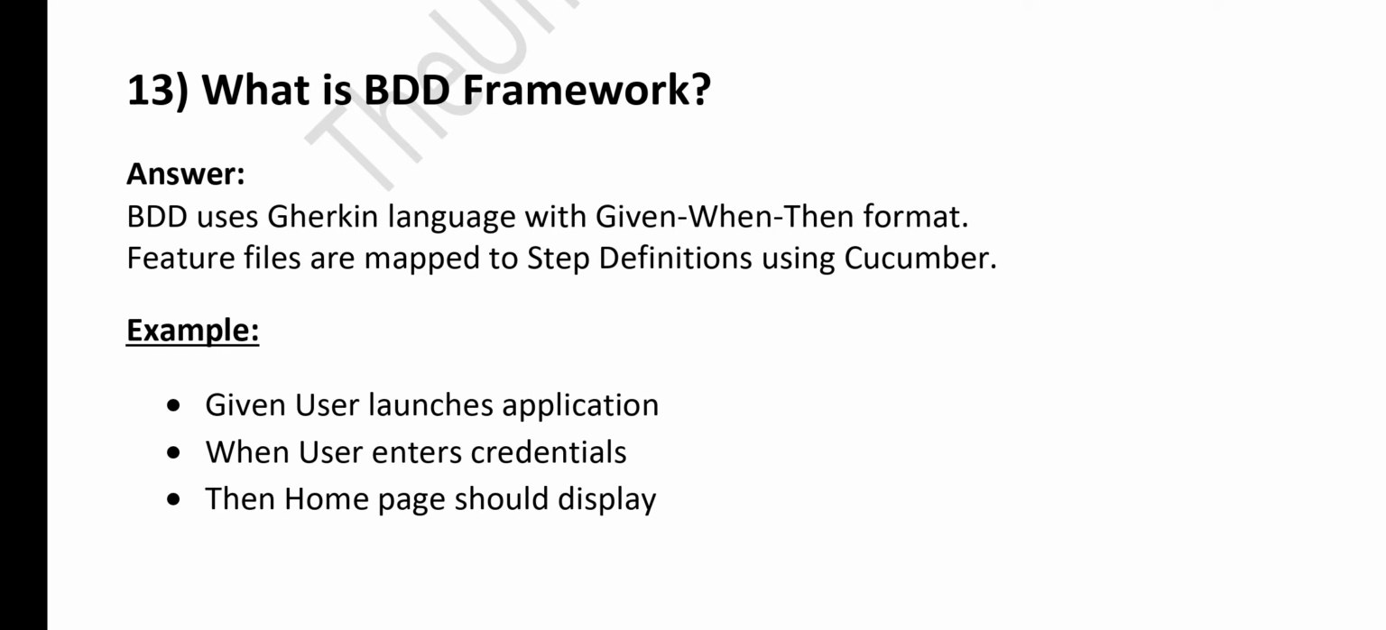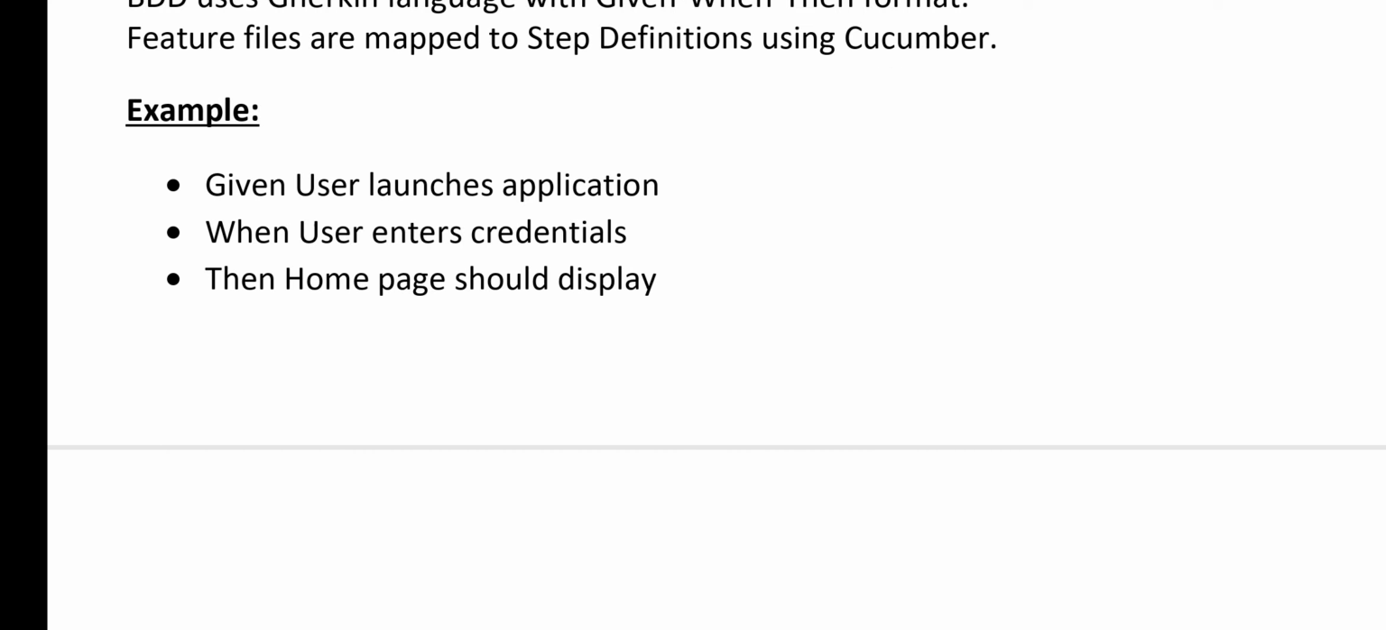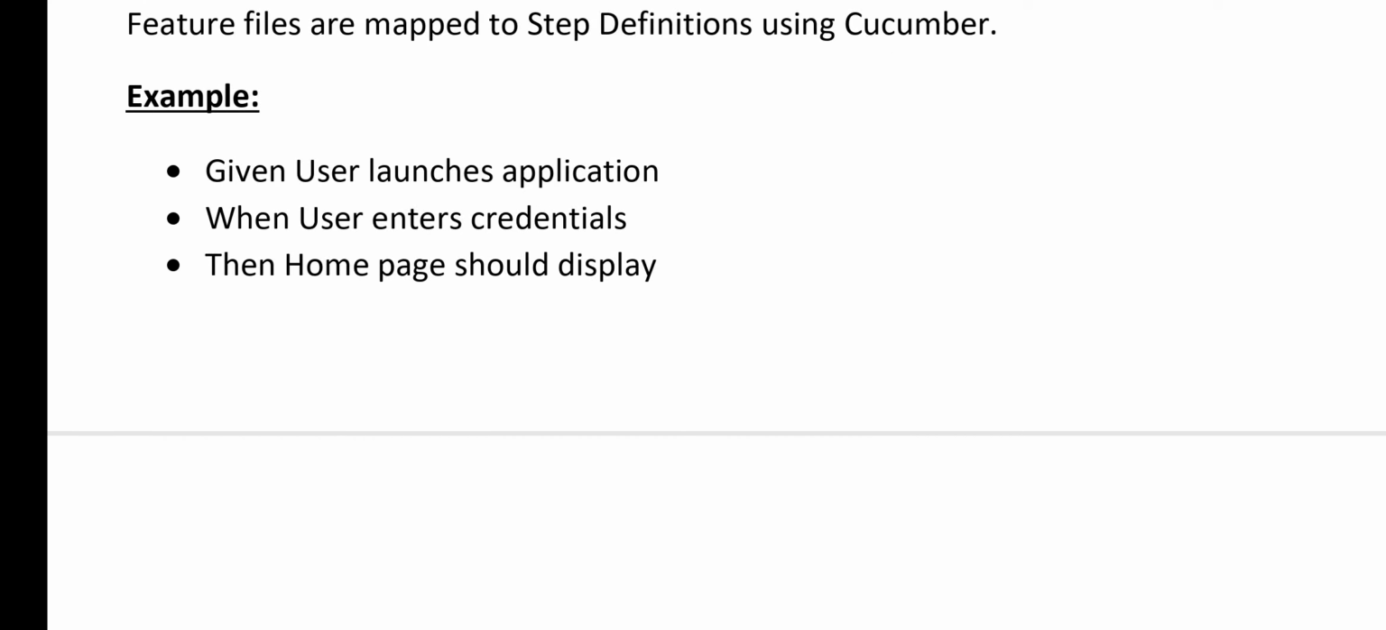What is BDD framework? BDD uses Gherkin language with given when then format. Feature files are mapped to step definitions using Cucumber. Example, given user launches the application, when user credentials are entered, then home page should display.